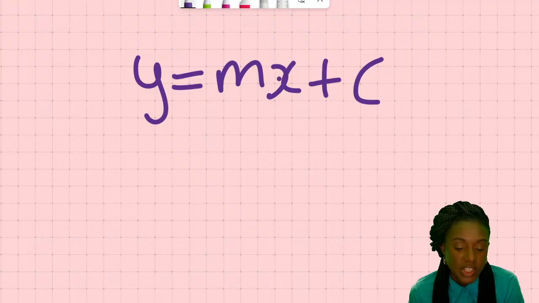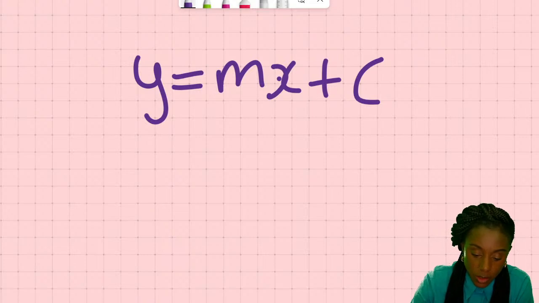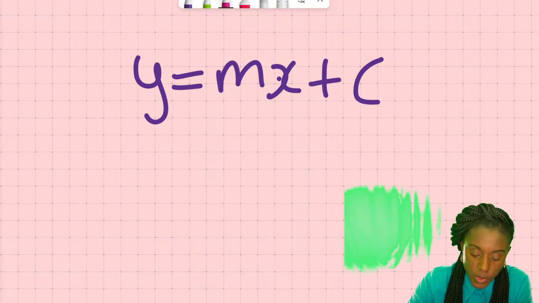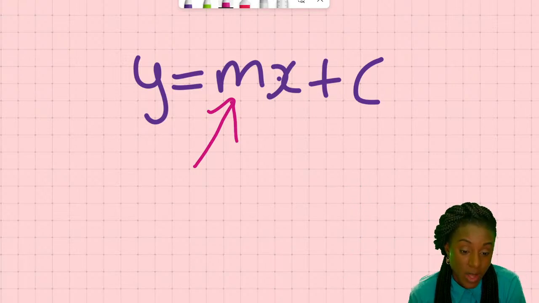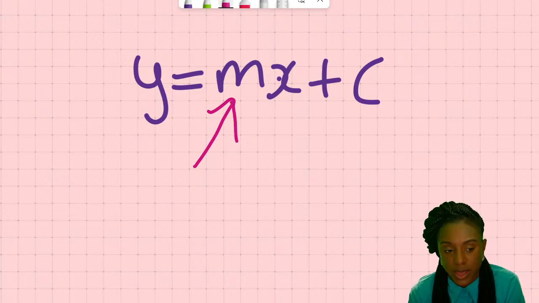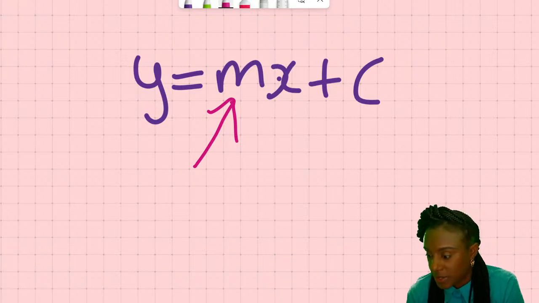Okay, so persons, the general format for the equation of a straight line graph is y is equal to mx plus c, where m and c are numbers. I would like you all to type in the chat for me the number which would be the coefficient of the x term, or what does m represent in that general format? What does m represent? I would like you all to type that answer for me in the chat.